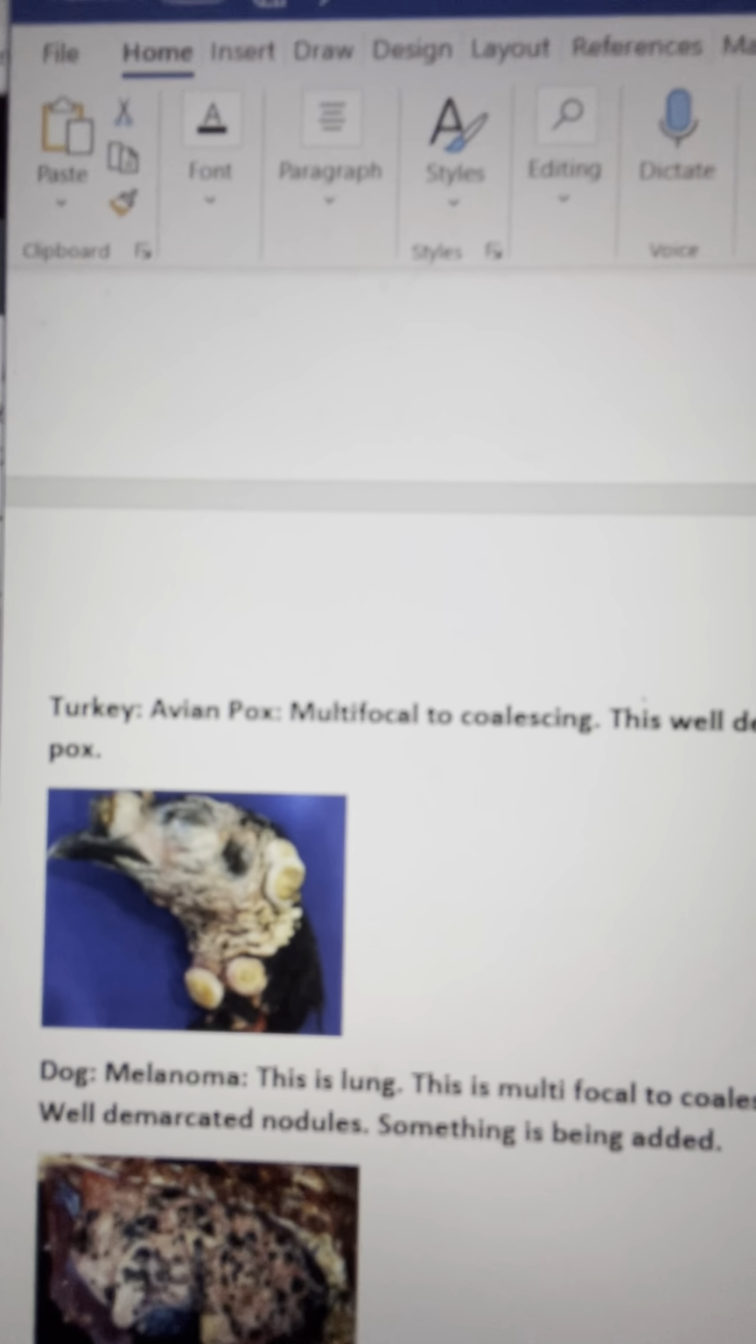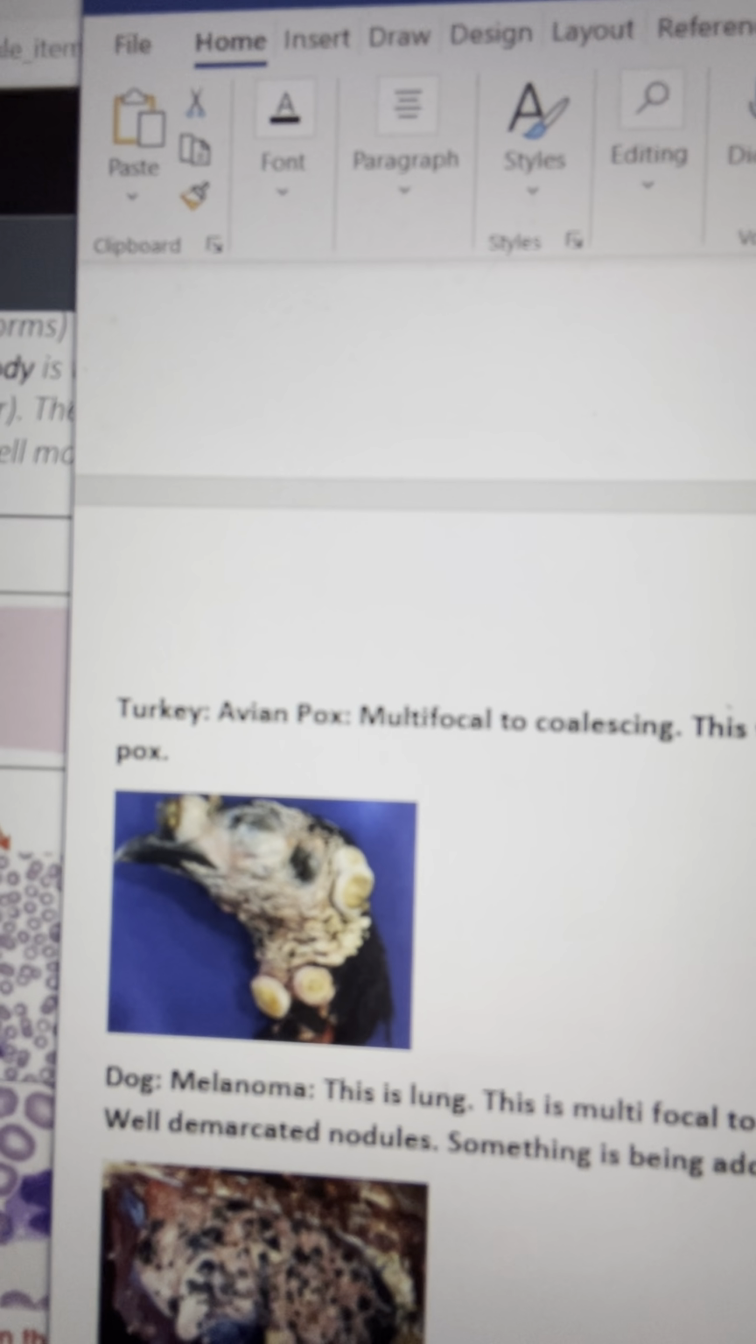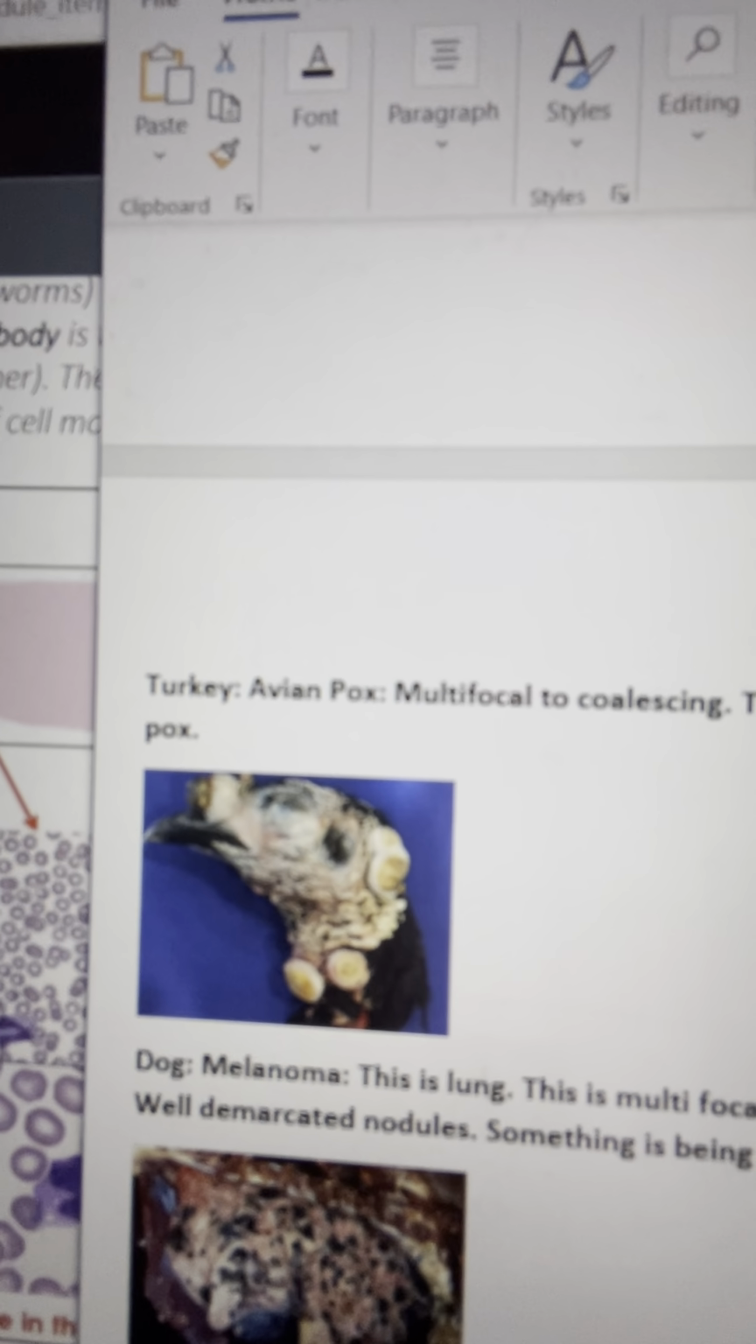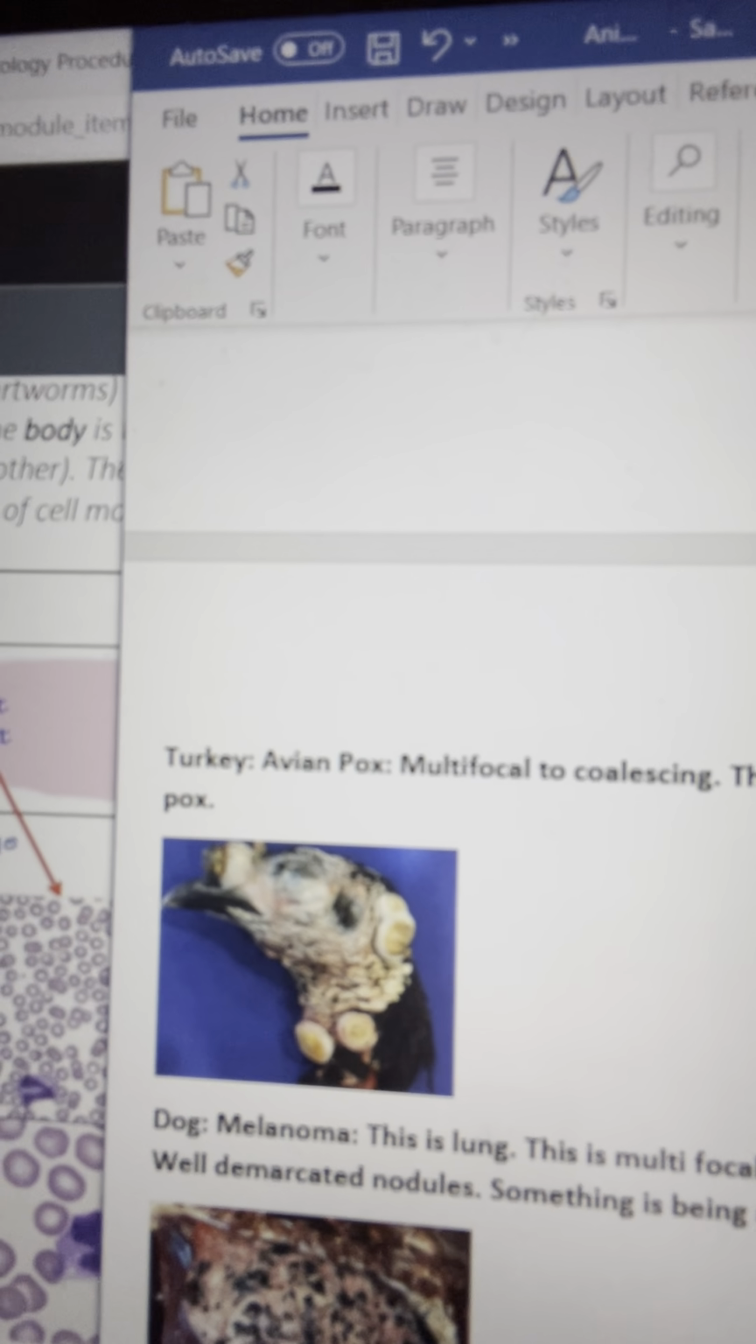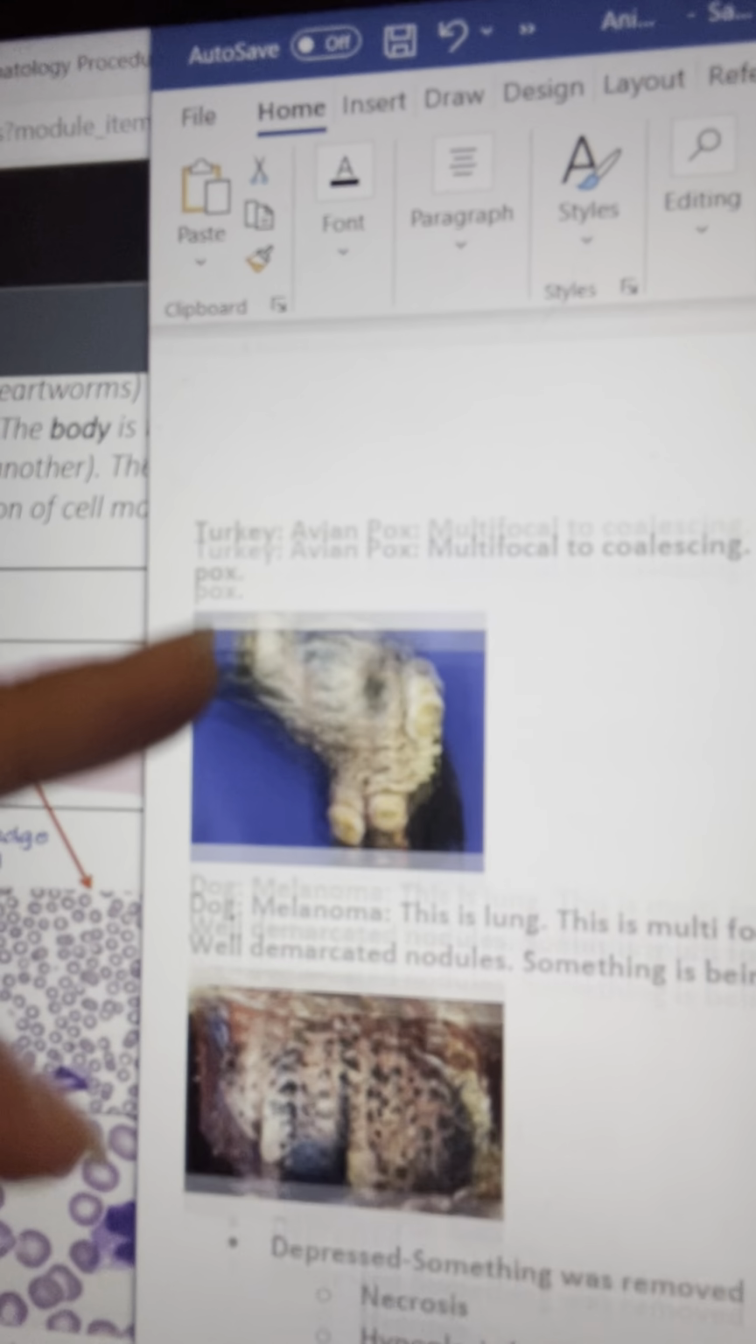So again, more examples here. We have a turkey. This is known as avian pox. It is multifocal to coalescing. This is well demarcated and it has raised nodules. This is also known as dry pox, not the wet pox.